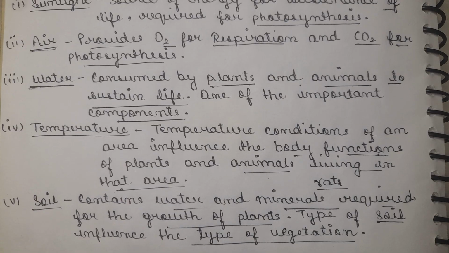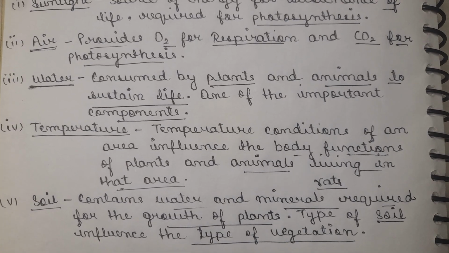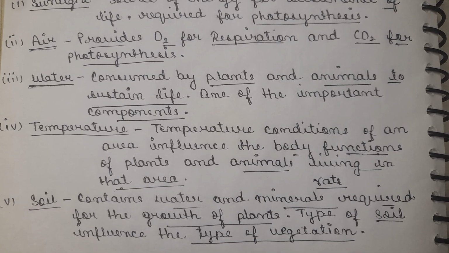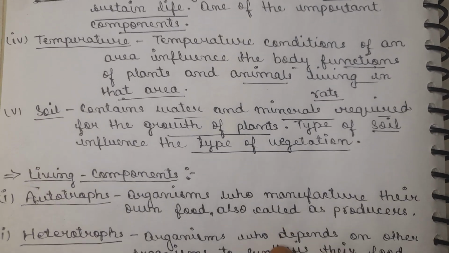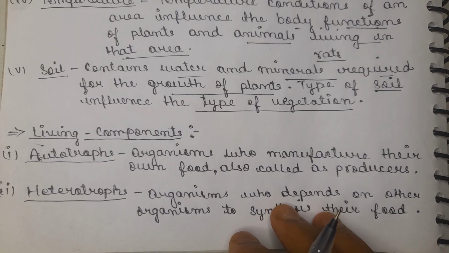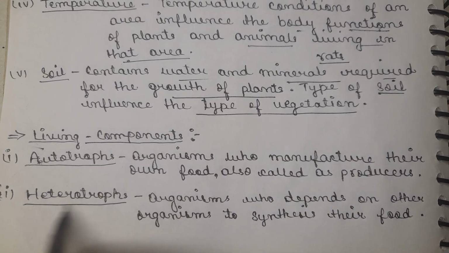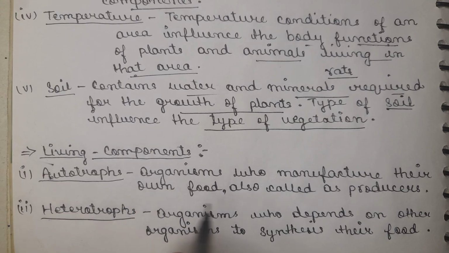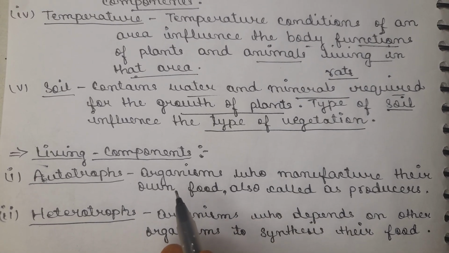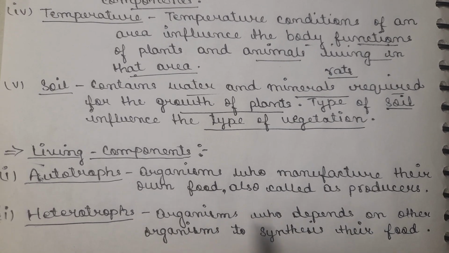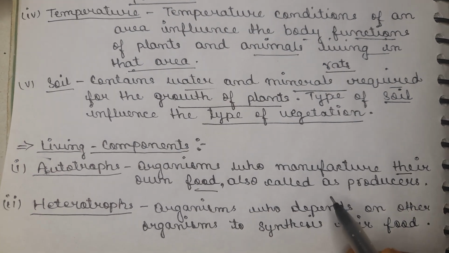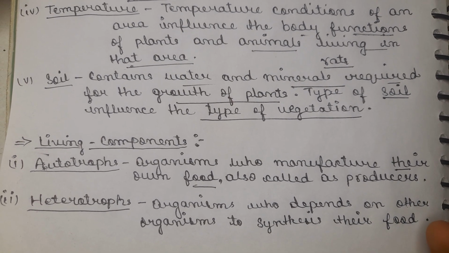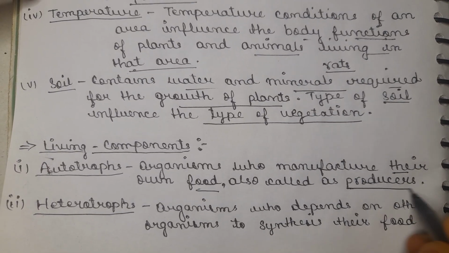Now the last point, or we can say the other component of the ecosystem, is the living components. So the living components include the first two points, the autotrophs and the heterotrophs. What are these autotrophs? These autotrophs are organisms who manufacture their own food from organic raw material. So these are also called producers.